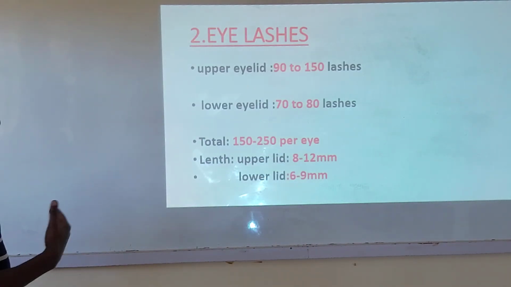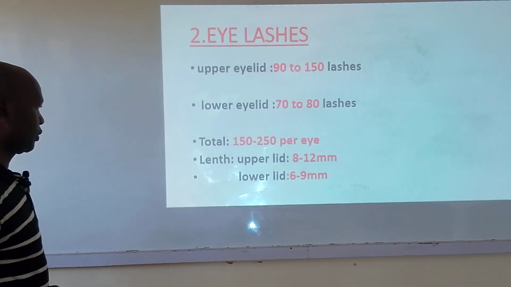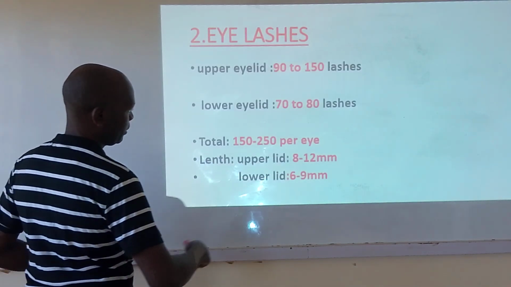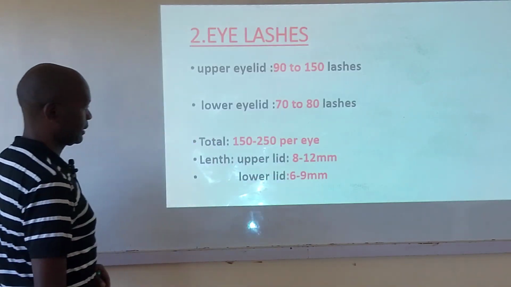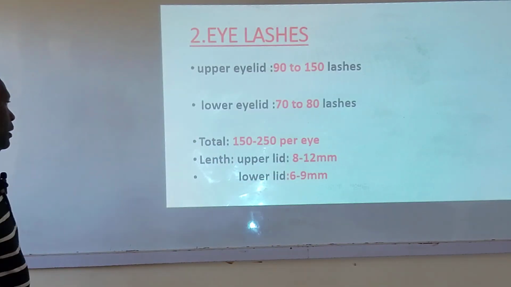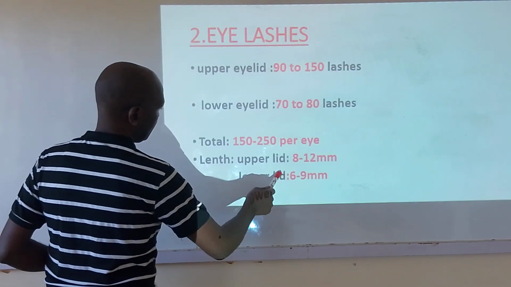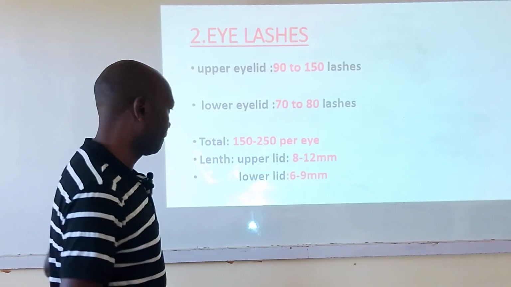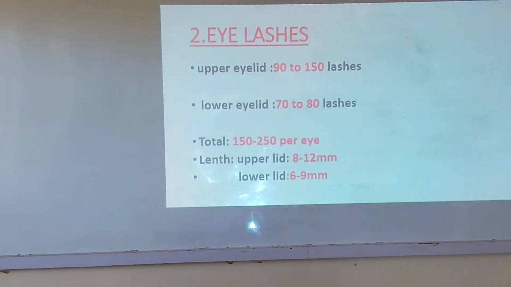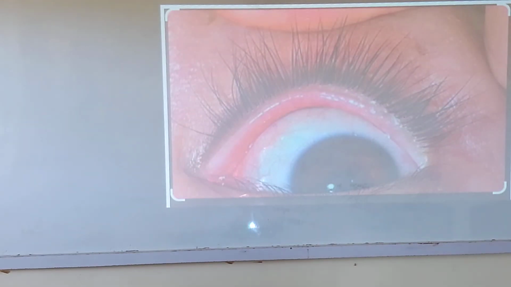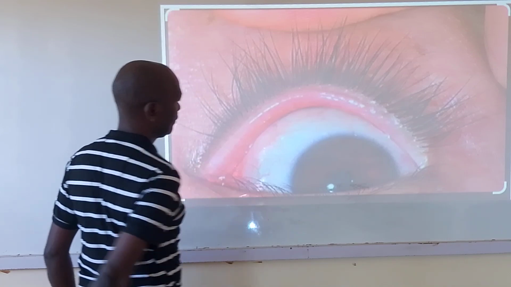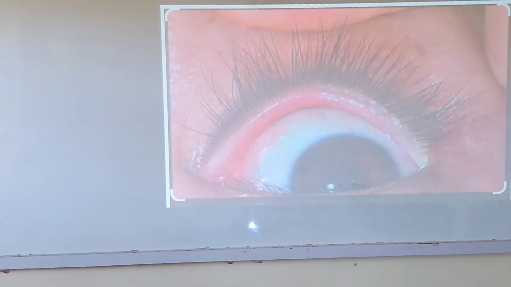And what is the length of an eyelash? For the upper eyelid, the eyelash should be around 8 to 12 millimeters, while on the lower eyelid, the length of the eyelash is supposed to be 6 to 9 millimeters, in that order. So the eyelashes are just these hairs on top of the eye. That is just a demonstration.